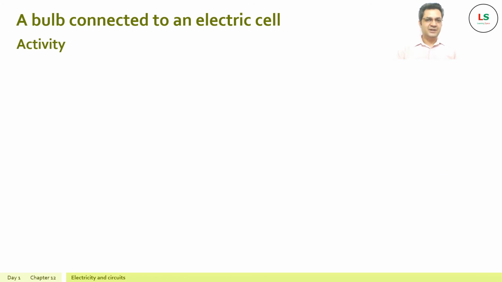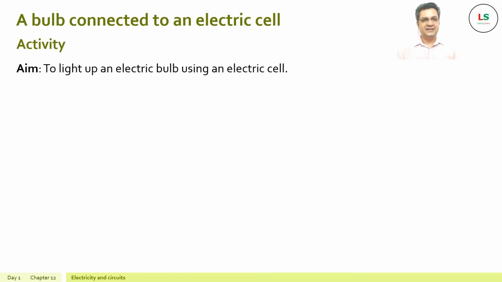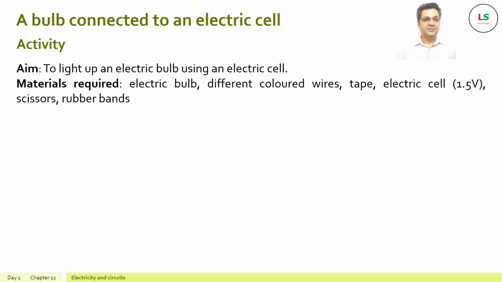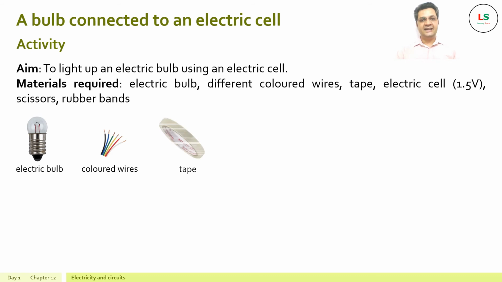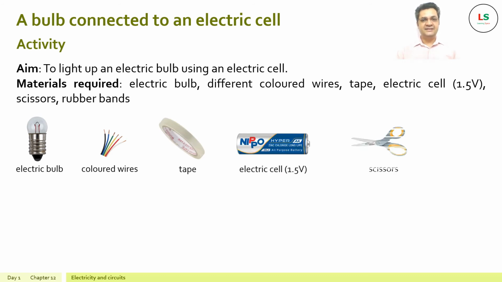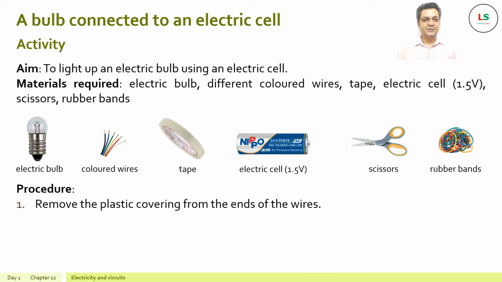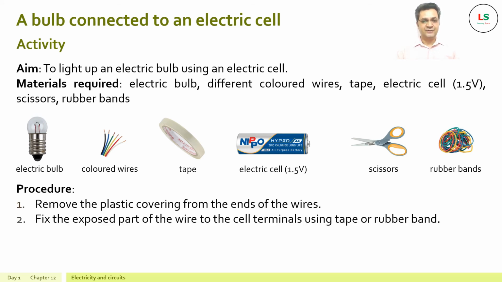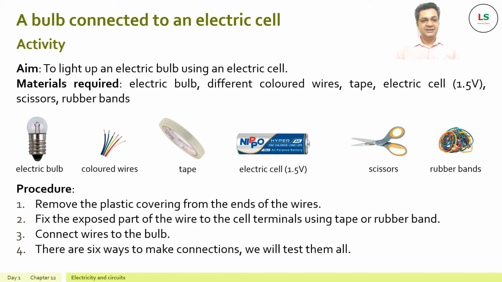A bulb connected to an electric cell. Here we have an activity with the aim to light up an electric bulb using an electric cell. The materials required are an electric bulb, different colored wires, tape, an electric cell, scissors and rubber bands. The procedure has the following steps. Remove the plastic coverings from the ends of the wires. Fix the exposed part of the wire to the cell terminals using tape or rubber band. Connect wires to the bulb. There are 6 ways to make connections. We will test them all.